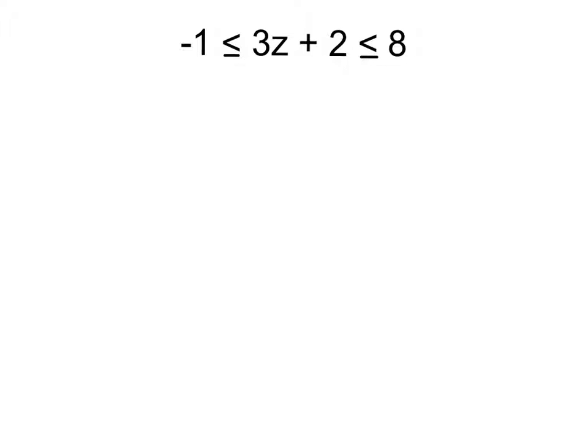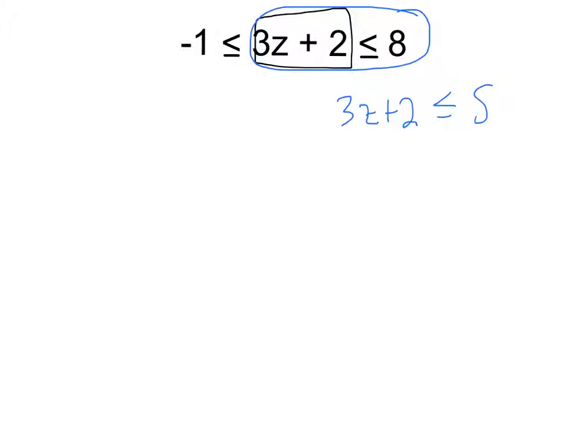Here's another example. Once again, notice what's in the middle of your two inequality symbols. 3z plus 2. Do not split that up. Here's one inequality. The middle with the right inequality. So 3z plus 2 is less than or equal to 8. Here's your second inequality. The middle and the left inequality. 3z plus 2, it's open towards 3z plus 2, so I'm going to keep it open towards 3z plus 2 with a -1.